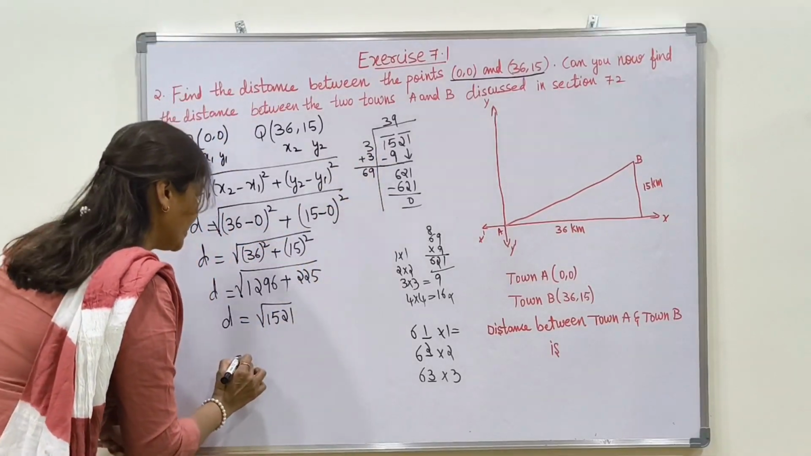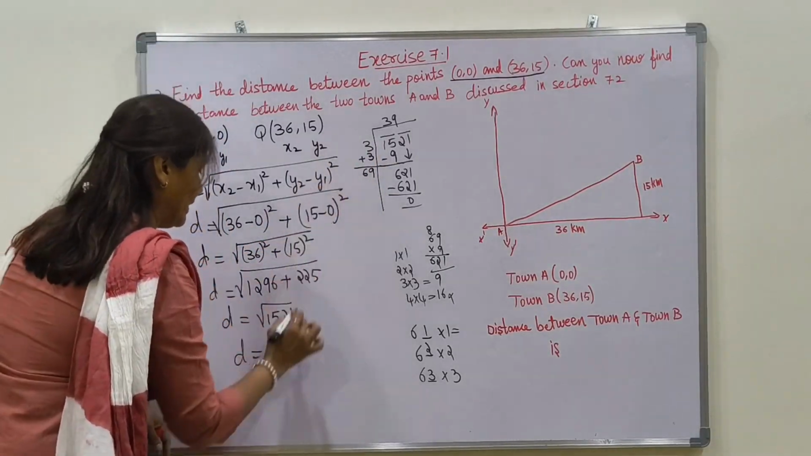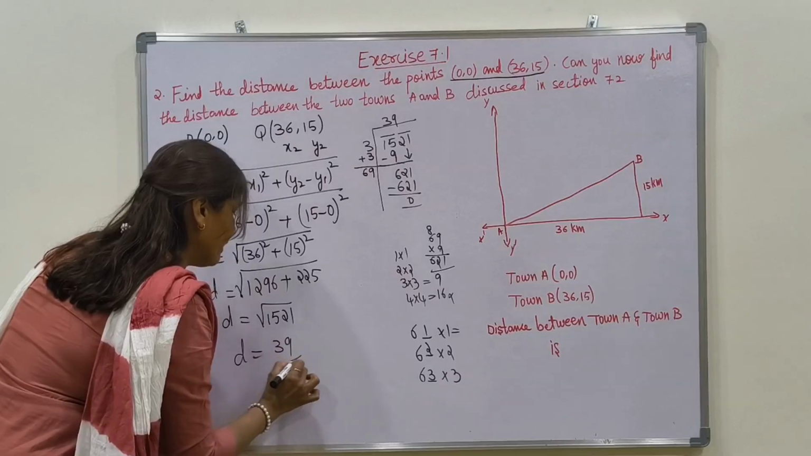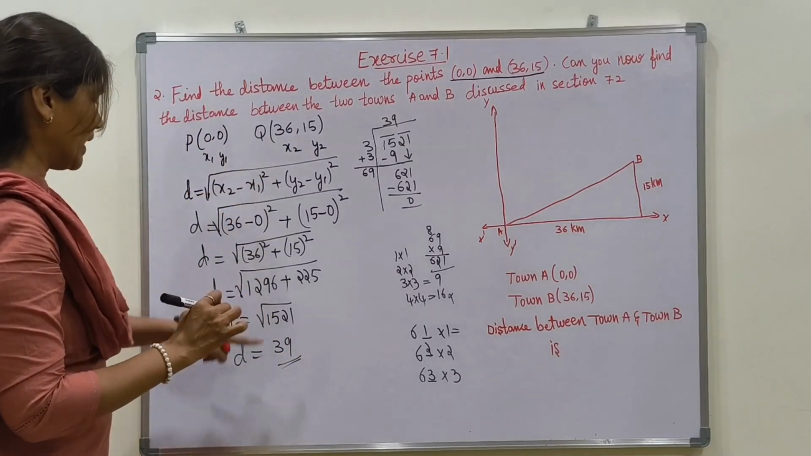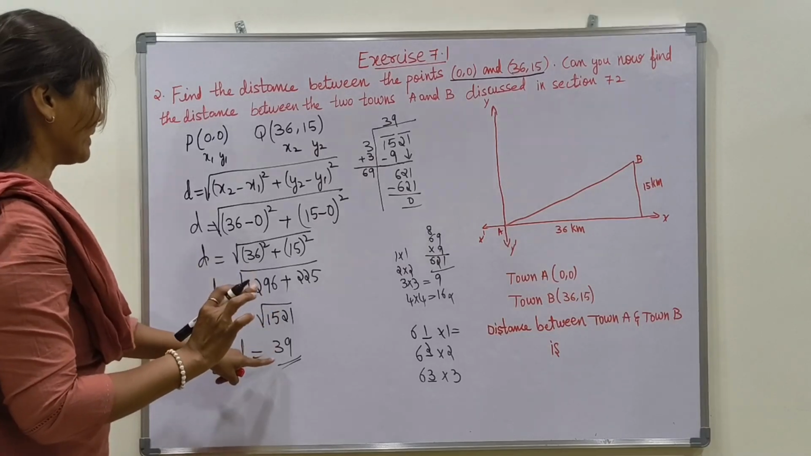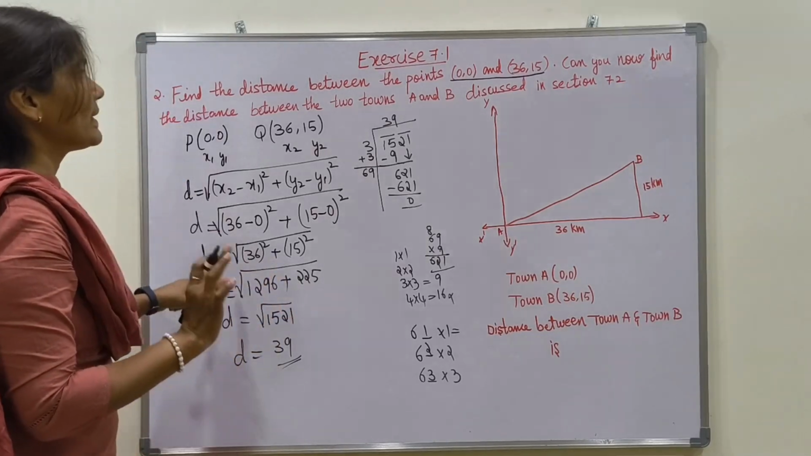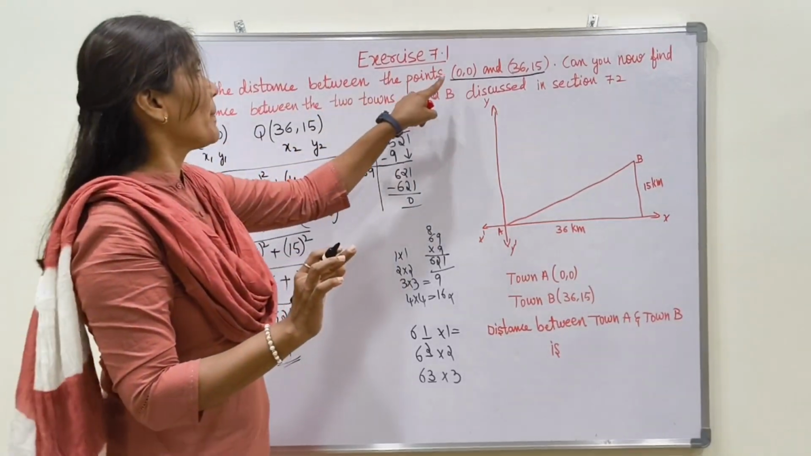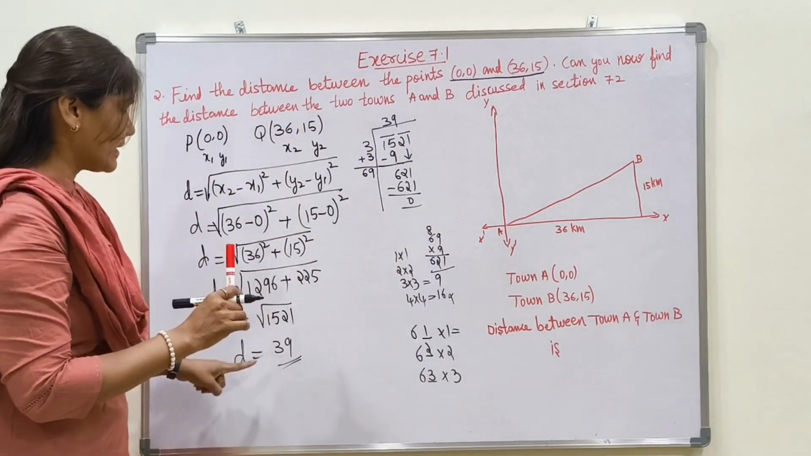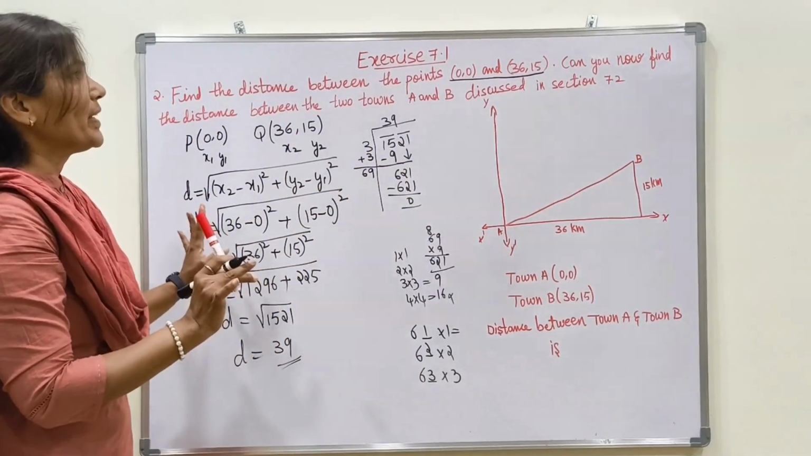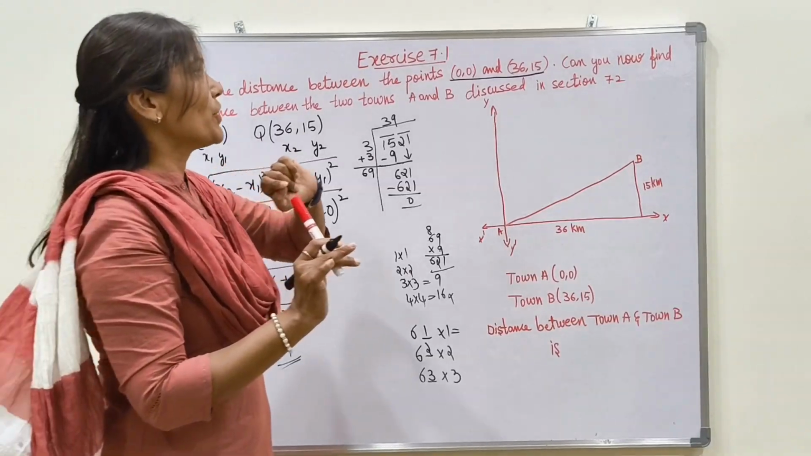So 1521, D is equal to what? The answer came 39. So the D value is 39. The distance between P and Q, how much is there? 39 is the answer. This answer is finished. The distance between the points 0, 0 and 36, 15 came as 39. Now again he is asking one more question.